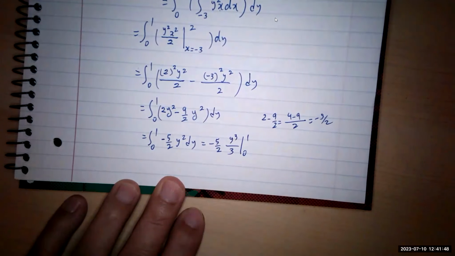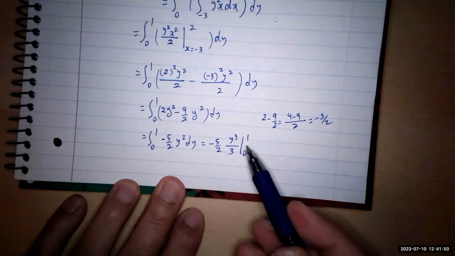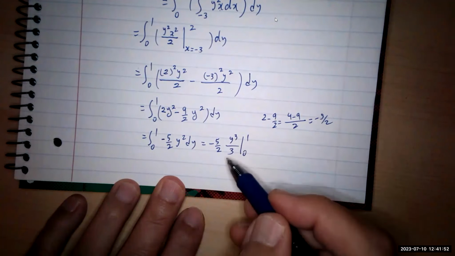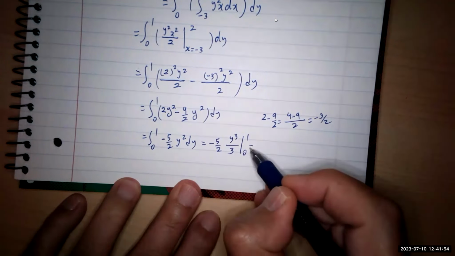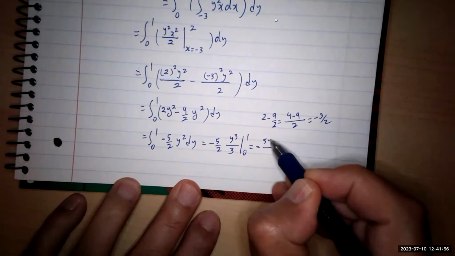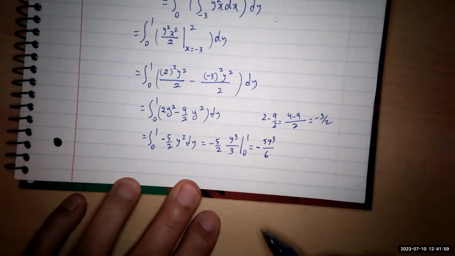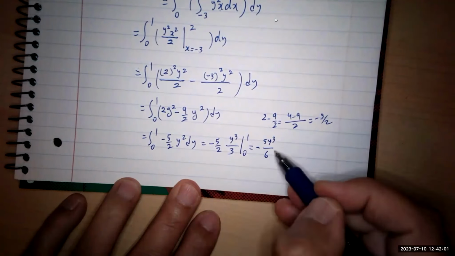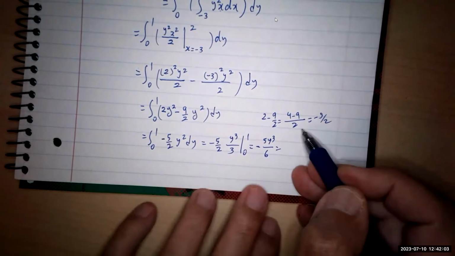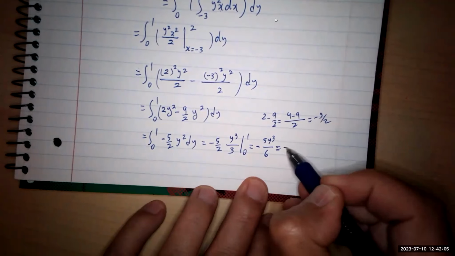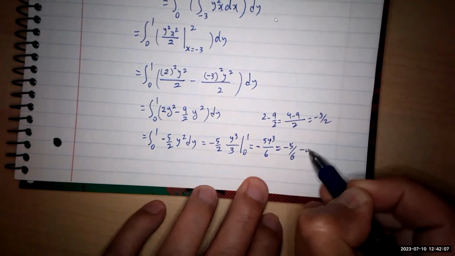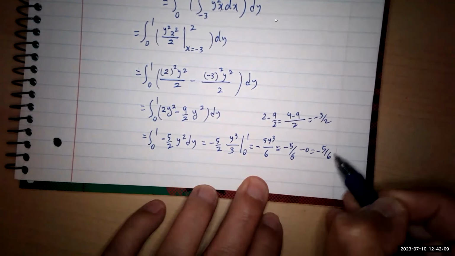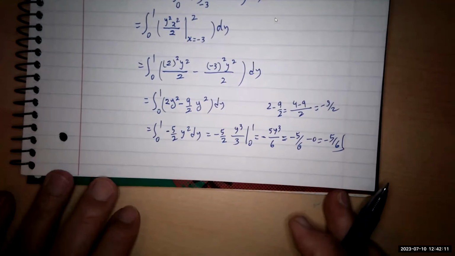If you put 1, this is going to be -5 y cubed over 6. If you put 1, that gives you -5/6. It's going to be -5/6 minus 0, which is -5/6. That's it. So the integral would be -5/6.